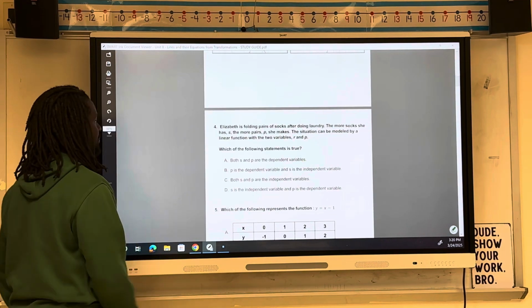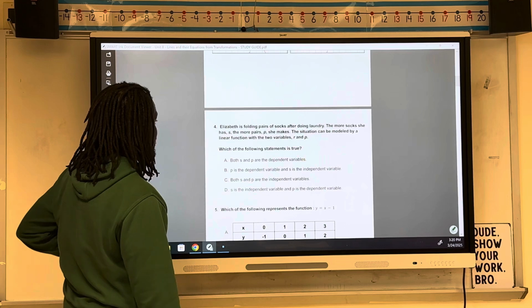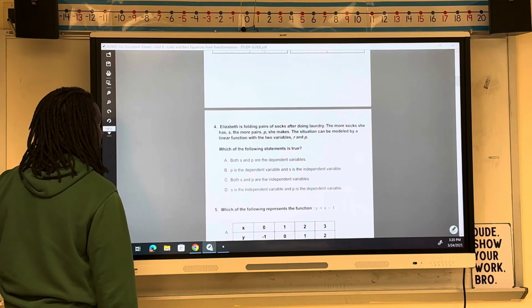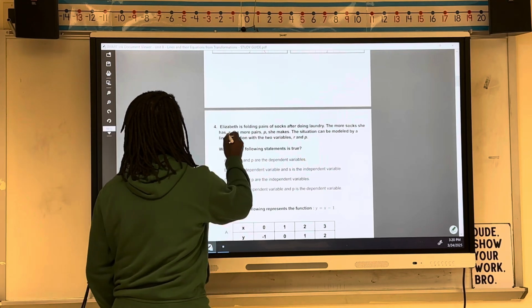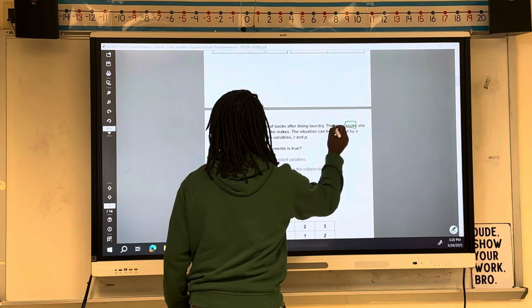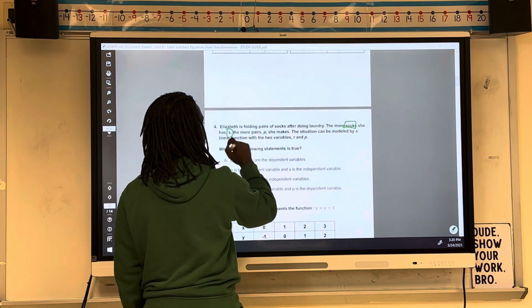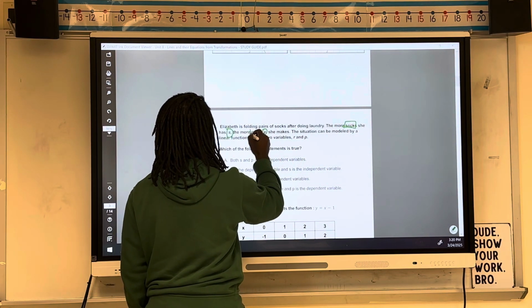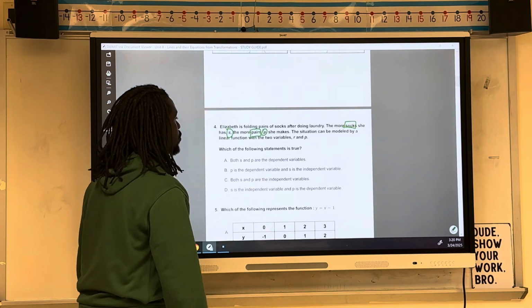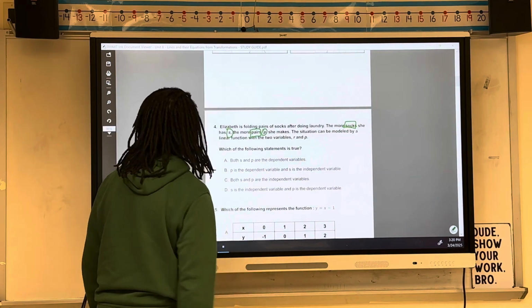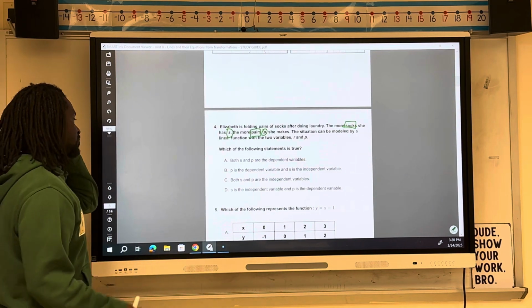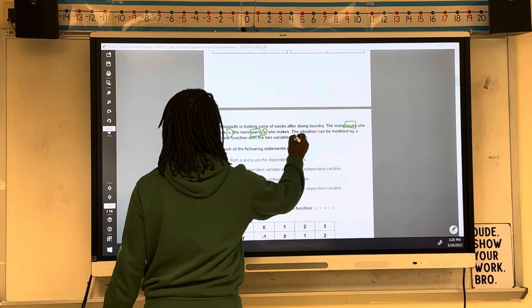Okay. Elizabeth is folding pairs of socks after doing laundry. The more socks she has, okay, so socks is S, the more pairs P she is able to make. What situation can be modeled in the linear function with the two variables S and P? Okay.